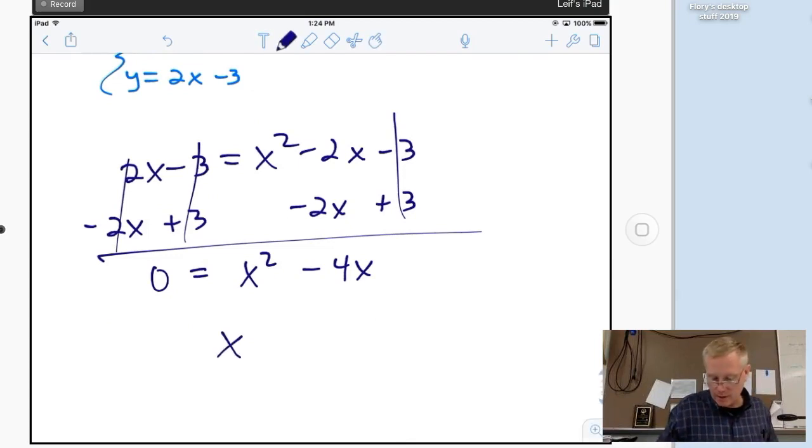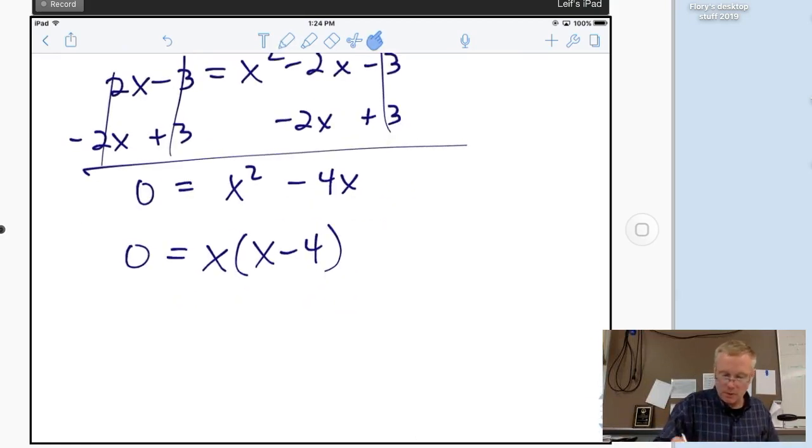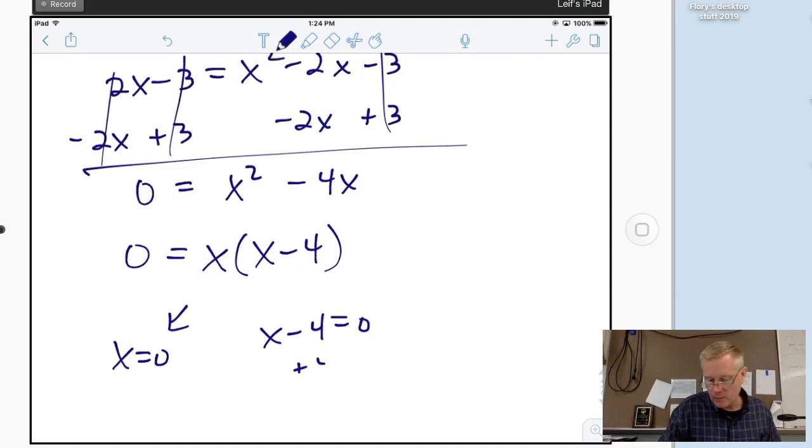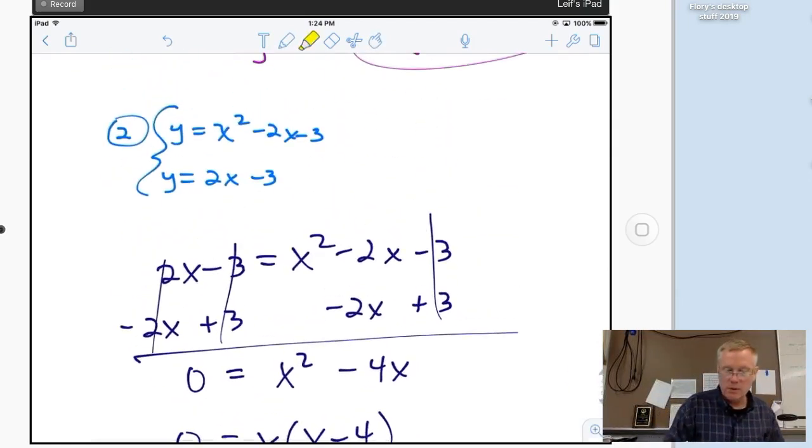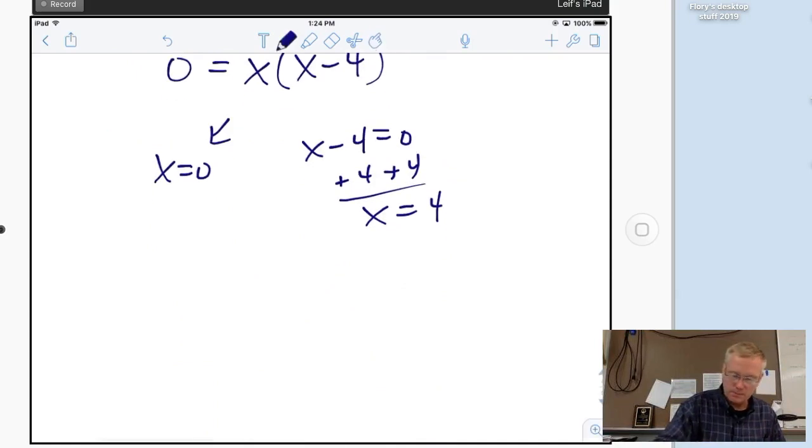I can factor out an x. So x times x minus 4 equals 0, which means two things, either x equals 0 or x minus 4 equals 0. Add 4, I get x equals 4, which is great. All right, now remember, I've got to find the y coordinate, so we can pick one of those two equations to work with. If you want to do a ton of work, pick the quadratic. If you want to do a little bit of work, pick the linear one, y equals 2x minus 3.